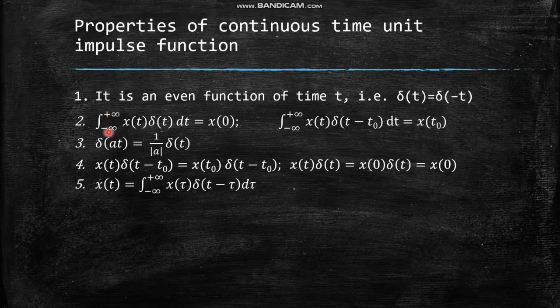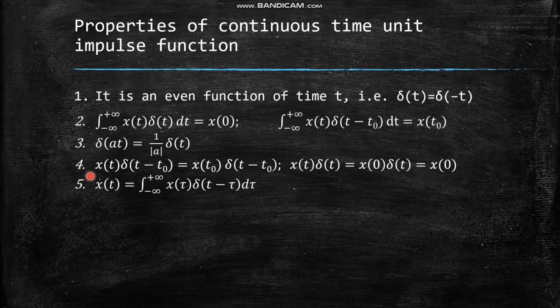The second property is the integral from minus infinity to infinity of x of t delta of t dt equal to x of 0. Otherwise, it can be written as the integral from minus infinity to plus infinity of x of t delta of t minus t0 dt is equal to x of t0. The third property is the scaling property, where the time is scaled: delta of at is equal to 1 by modulus of a times delta of t.